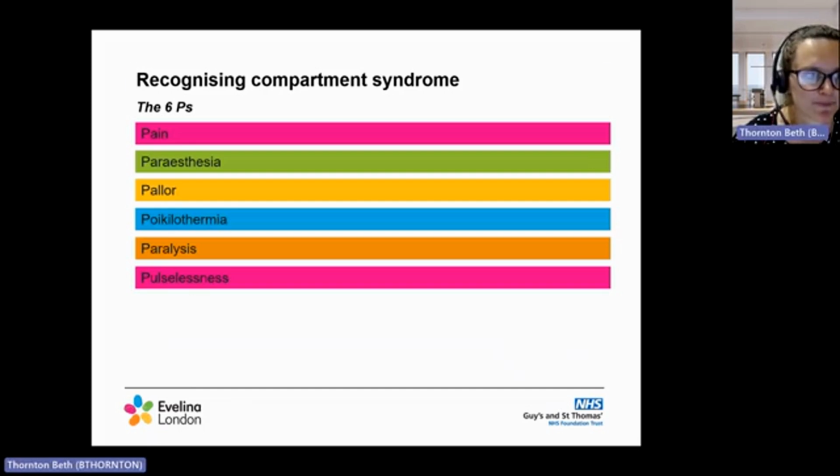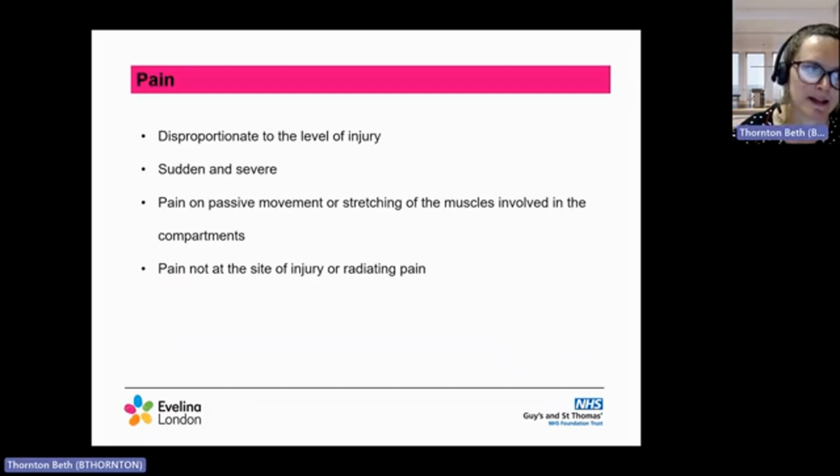So when we talk about pain in compartment syndrome, we talk about it being disproportionate to the level of injury. So, like we said, trauma is a common risk factor. It's common to be in pain when you've had trauma, but we're talking disproportionate to the level. It's often sudden and severe.